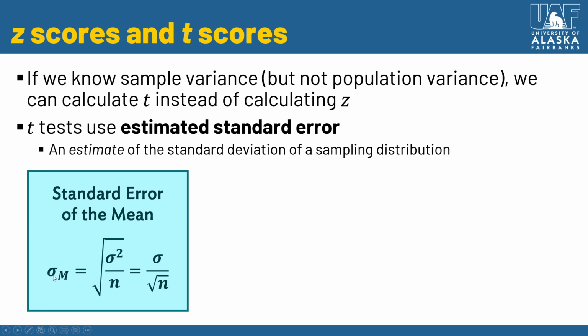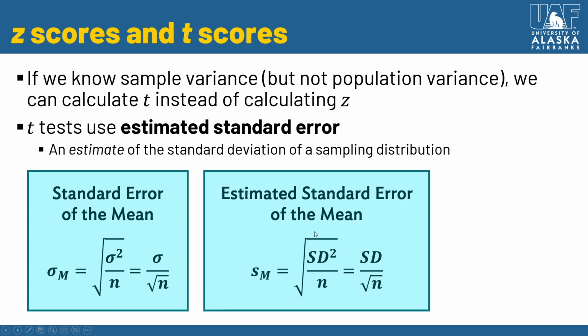Going back to this formula, this is the standard error of the mean when we know the population variance, because that's the numerator in this fraction. The estimated standard error of the mean is the same, just with slightly different notation. Now it's S sub m, and rather than population variance, we have our sample variance. In other words, we have standard deviation instead of population standard deviation. These are sample statistics, and these are population statistics.